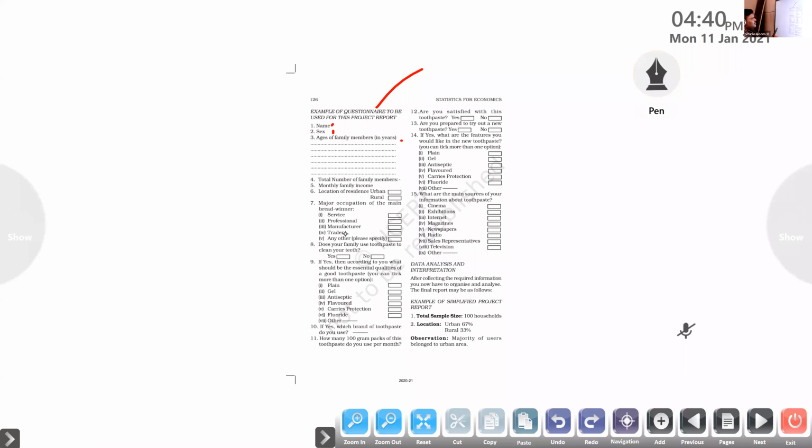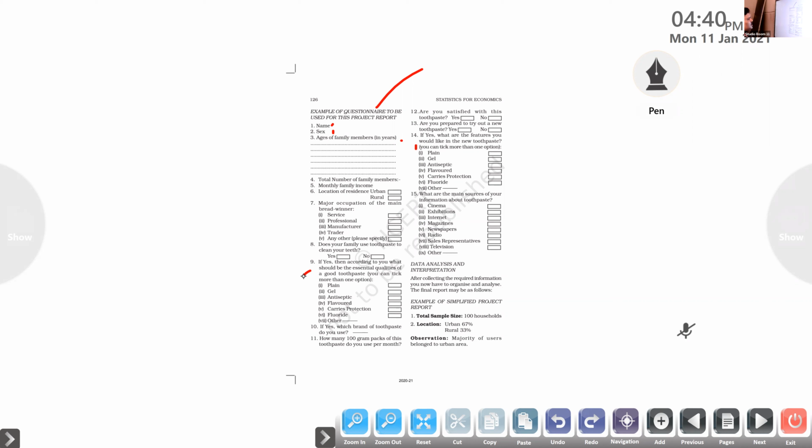Okay, fine. Come back. Are you satisfied with the toothpaste you are using presently? The answer will be yes or no. Next question, are you prepared to try out a new toothpaste? If yes, what features would you like in the new toothpaste? It will be plain, gel, antiseptic, flavored, caries protection, fluoride. So the 14th and the 9th questions are the same, right?